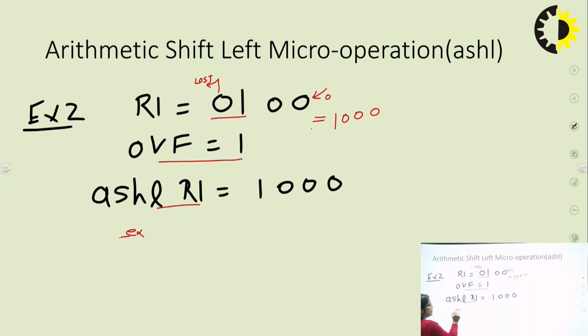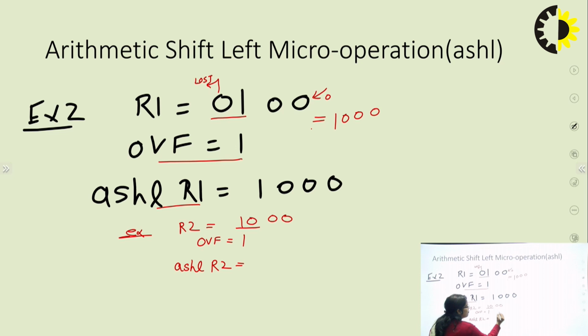Suppose this is the example we are taking. Suppose a different example: 1, 0, 0, 0. In this case, the first two bits are differing. It means the overflow bit before the operation is 1. Overflow is a true or enabled value. And then ASHL R2: this 1000, here you are inserting 0 and this bit value will be lost. Means there will be 0, 0, 0, 0. This is the ASHL R1.